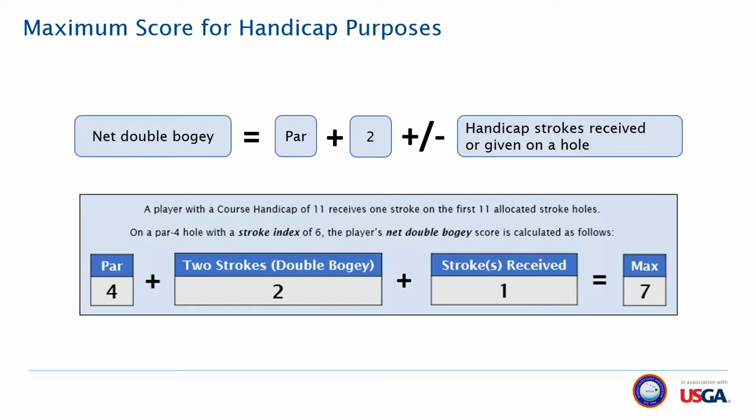So let's go through an example of the maximum score for net double bogey. Its equation is right here. Net double bogey equals par plus 2 plus or minus any handicap strokes given or received on that hole. For example, a player with a course handicap of 11 receives 1 stroke on the first 11 allocated stroke holes. So on a par 4 with a stroke index of 6, the player's net double bogey score is calculated as follows: par, which is 4, plus 2 strokes for the double bogey, plus 1 stroke given, equals a max score of 7 for that player on that hole.